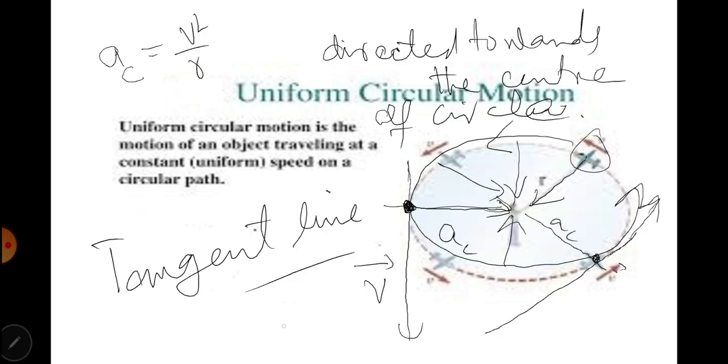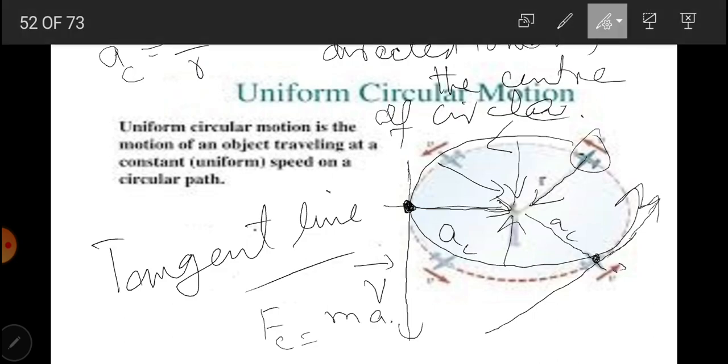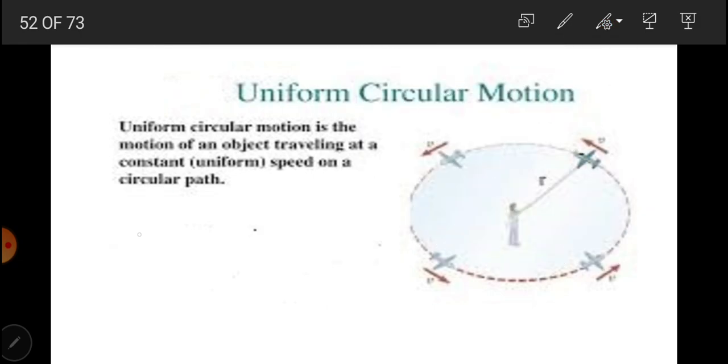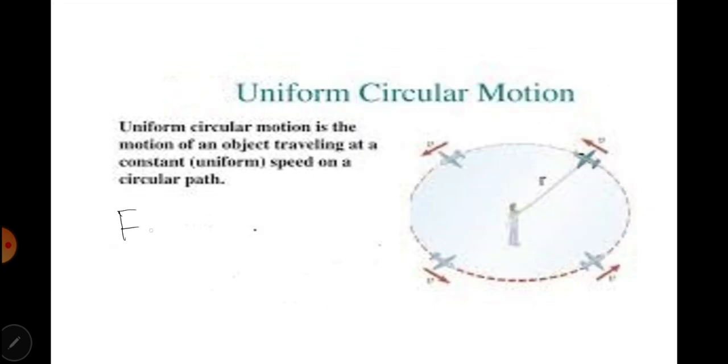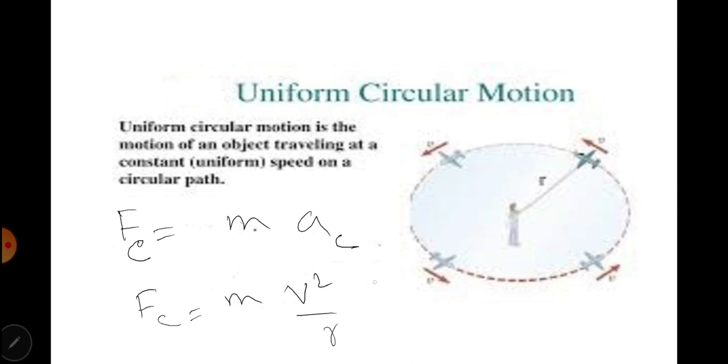So centripetal force. Force is equal to ma. If you write centripetal force, you will write centripetal acceleration. So Fc is equal to m, centripetal acceleration, write the value of centripetal acceleration, which is equal to v square divided by r.